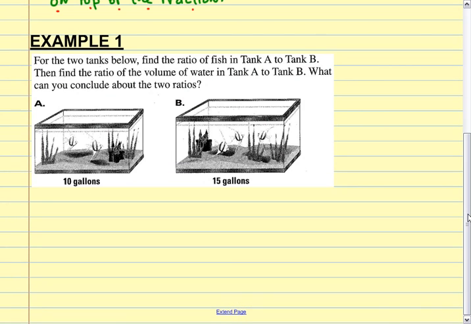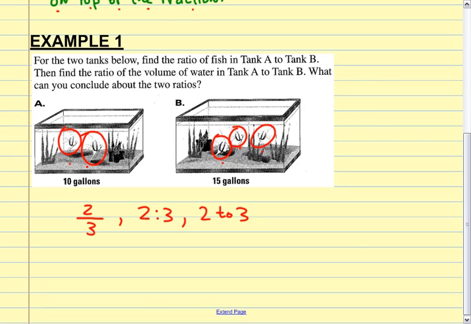Now, let's go down here and look at example number 1. It says, for the 2 tanks below, find the ratio of fish in tank A to tank B. So I want the ratio of the fish in tank A. How many fish are in tank A? There's 1, and there's 1, so there are 2 fish here. And in tank B, there's 1, 2, and 3 fish. I can write it in 3 ways. I can write it as 2 over 3. Do I need to reduce that? It's already reduced. I can write it as 2 colon 3, or as 2 to 3. 2 fish to 3 fish.